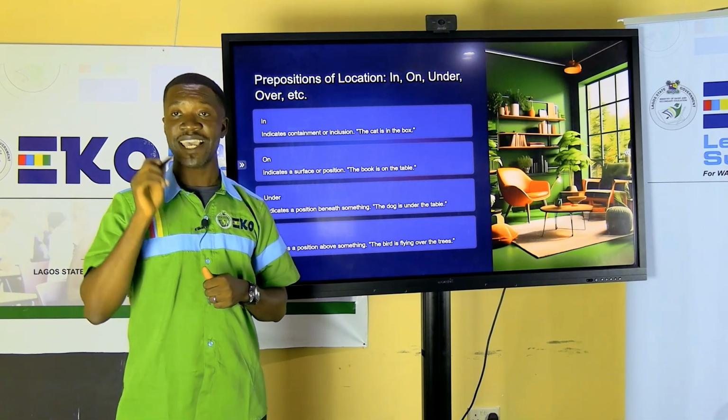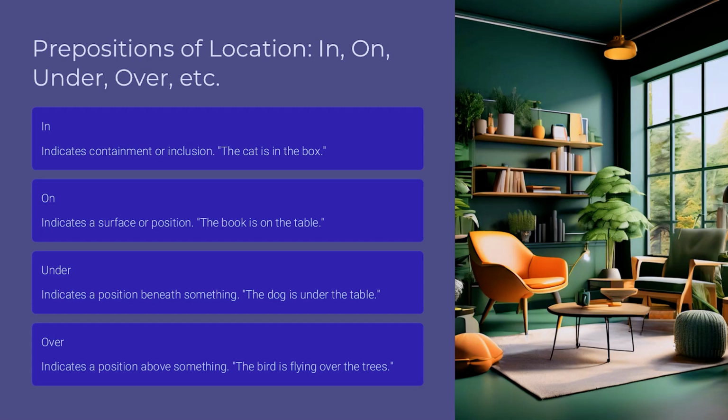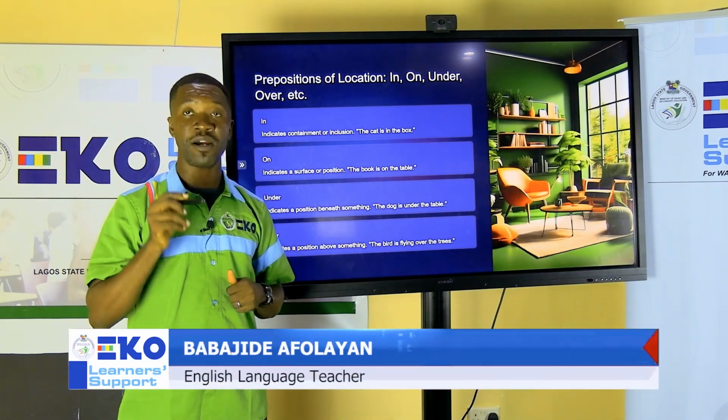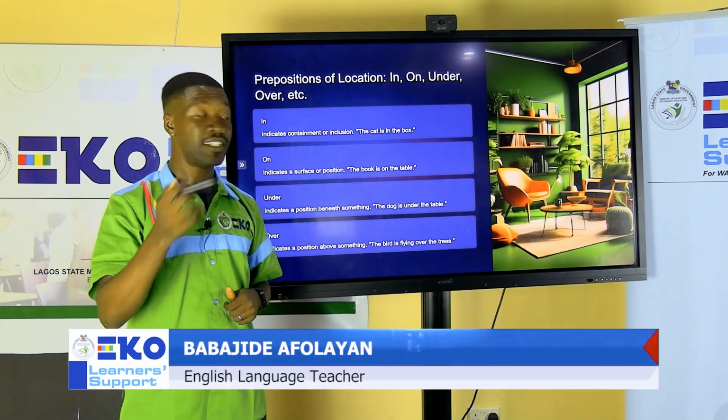Under indicates a position beneath something. The dog is under the table. Over indicates a position above something. The bird is flying over the trees.